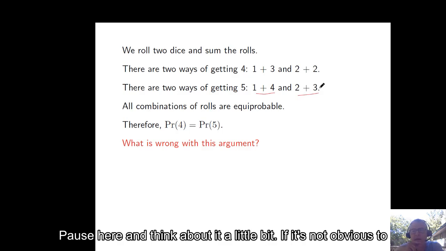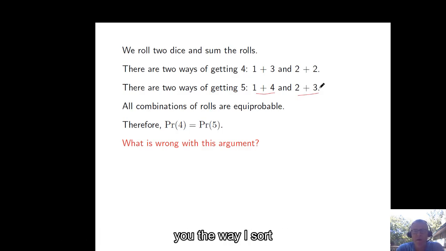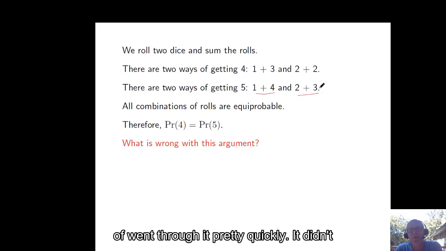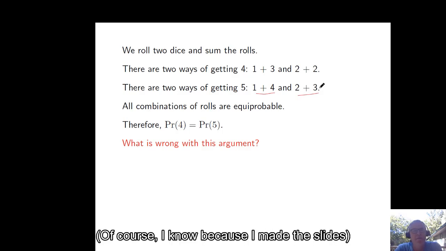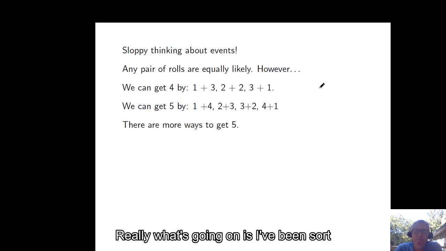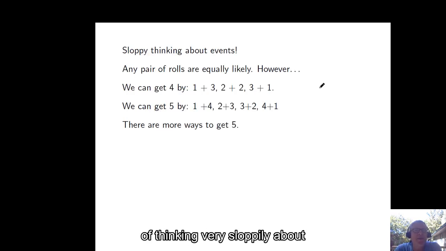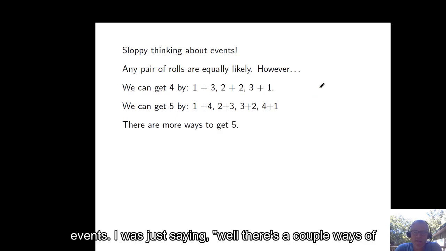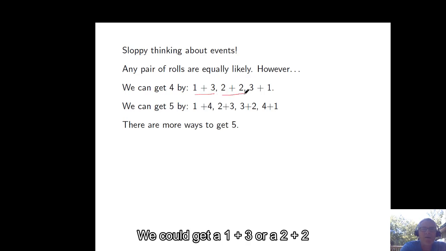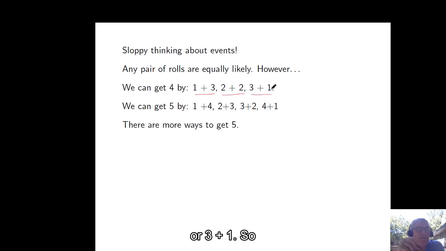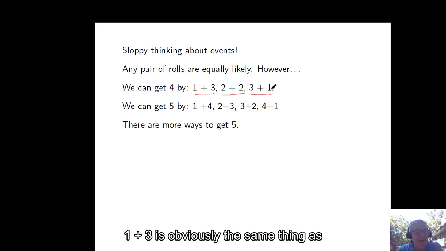Pause here and think about it a little bit if it's not obvious to you. The way I went through it pretty quickly, it didn't seem obvious to me that it's wrong. Of course, I know because I made the slides. And really what's going on is I was thinking very sloppily about events. I was just saying, well, there's a couple ways of getting to 4. But really we could get a 1 and a 3, or a 2 and a 2, or a 3 and a 1. So 1 plus 3 is obviously the same thing as 3 plus 1, but it might matter what order we do things in.